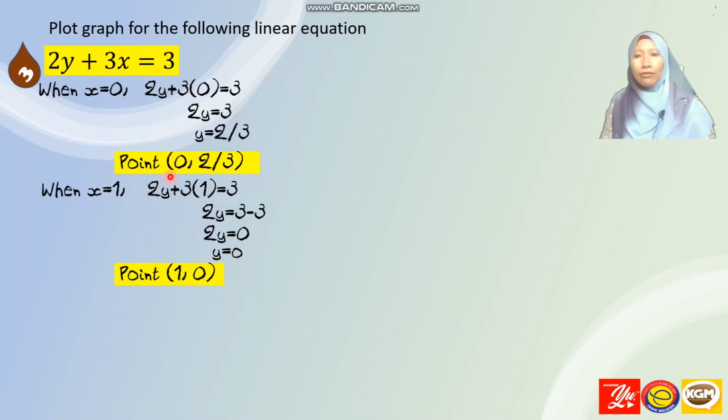Now, I already have 2 points, but for the first point, I get a fraction. So I don't want this fraction, because when I plot on the grid, my 2 over 3 might not be very precise. Because of that, I'm going to try to get another point.